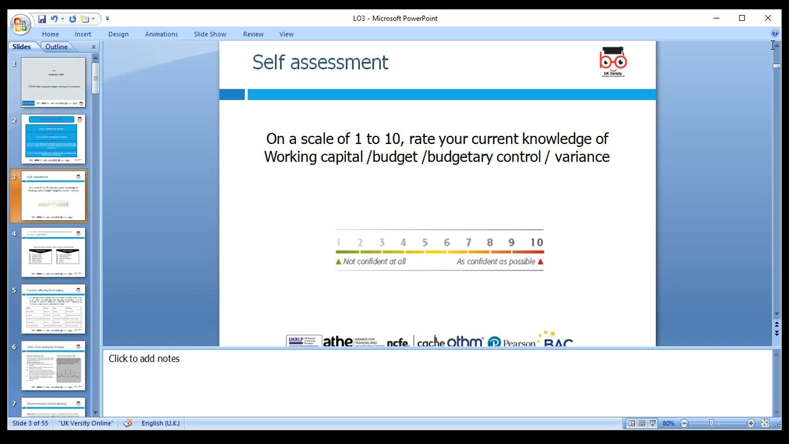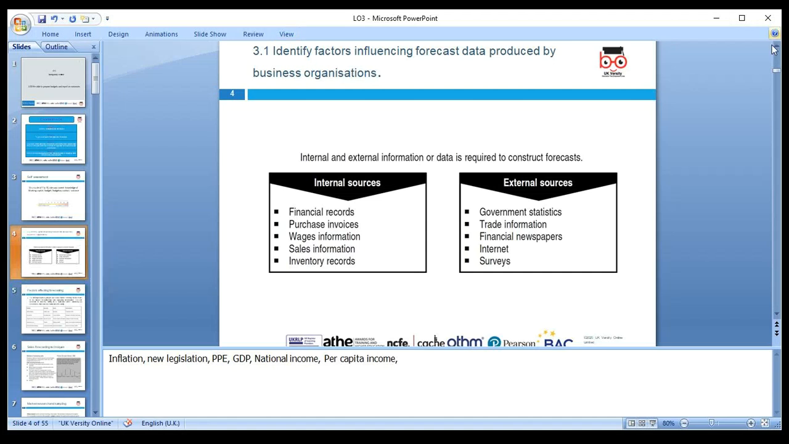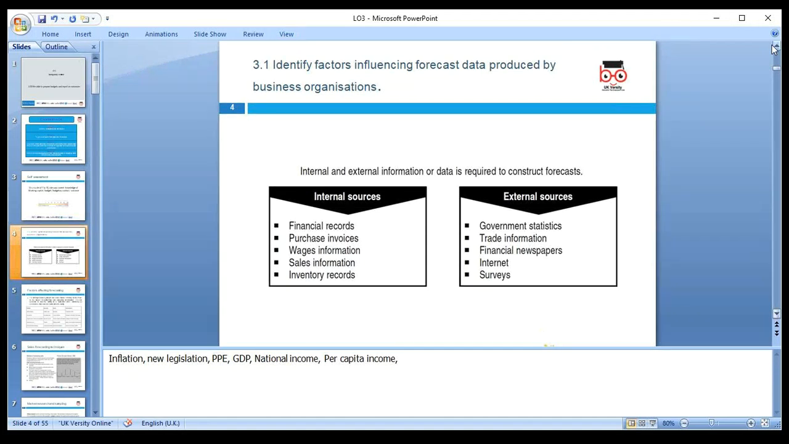So, self-assessment, always on a scale of 1 to 10: how much you know about working capital, budget, budgetary control, and variance. Variance is the difference between the budgeted and actual figure. That's called variance. So how much knowledge do we have?